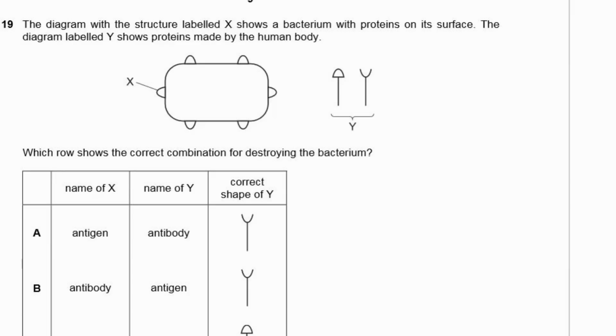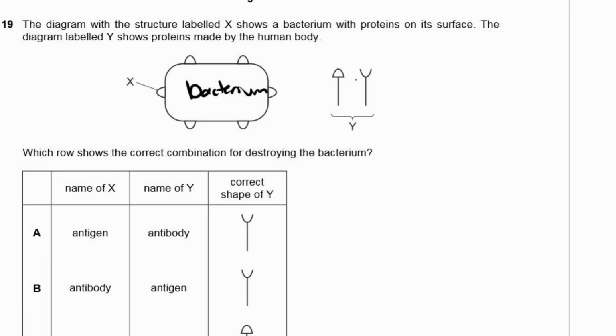Question 19. The diagram with a structure labeled X shows a bacterium. This is a bacterium with proteins on its surface. The diagram labeled Y shows proteins made by the human body. Which row shows the correct combination for destroying the bacterium?